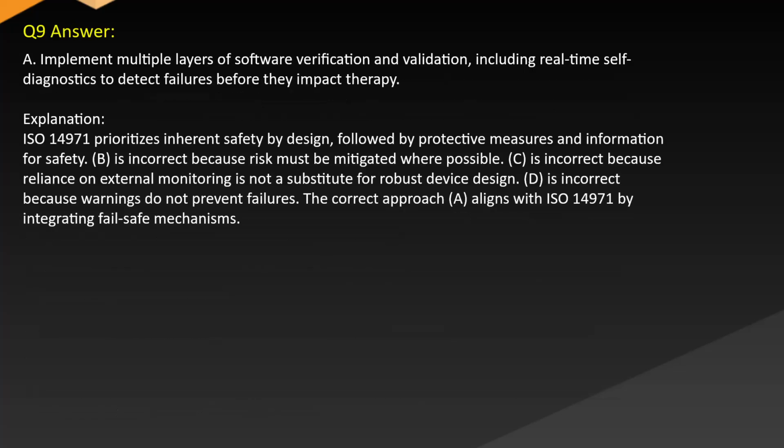Answer: A. Implement multiple layers of software verification and validation, including real-time self-diagnostics to detect failures before they impact therapy. Explanation: ISO 14971 prioritizes inherent safety by design, followed by protective measures and information for safety. B is incorrect because risk must be mitigated where possible. C is incorrect because reliance on external monitoring is not a substitute for robust device design. D is incorrect because warnings do not prevent failures. The correct approach A aligns with ISO 14971 by integrating fail-safe mechanisms.